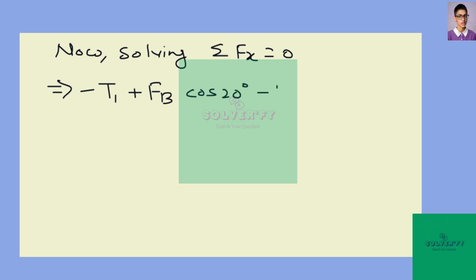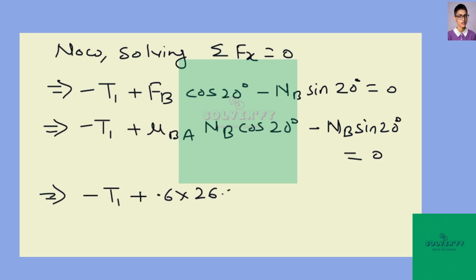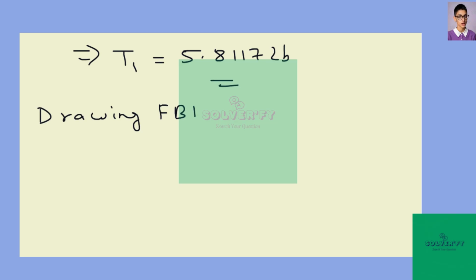Now going further, we can write as summation of Fx is equal to 0. On solving, minus T1 plus FB cos 20 minus NB sin 20 is equal to 0 or minus T1 plus mu BA NB cos 20 minus NB sin 20 is equal to 0 or minus T1 plus 0.6 into 26.203 into cos 20 minus 26.203 into sin 20 is equal to 0. On solving, T1 is equal to 5.8117 lb.